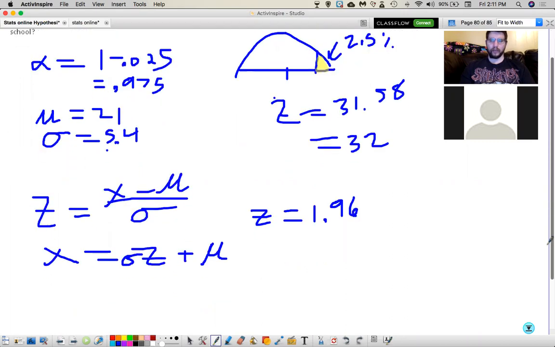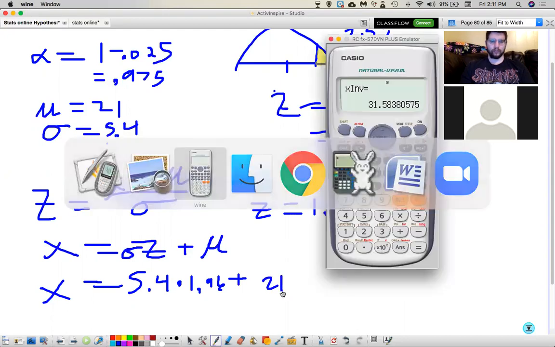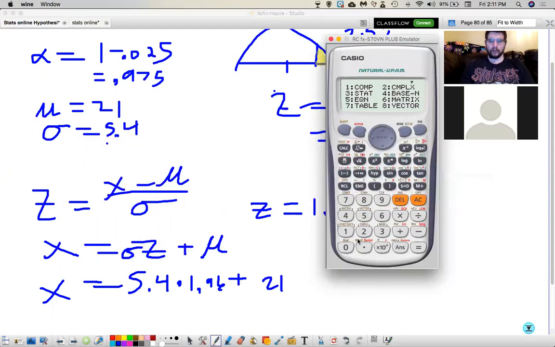So what I do to get the x value, 5.4 times 1.96. It was a positive, so make sure you keep it positive. Go to mode 1, 5.4 times 1.96 plus 21 equals 31.58. Same thing we got on the calculator. So that rounds up to 32.